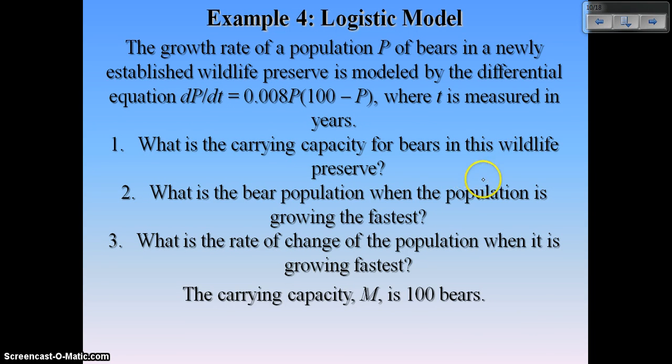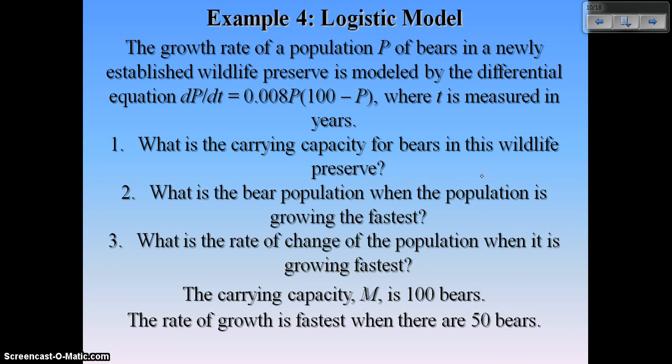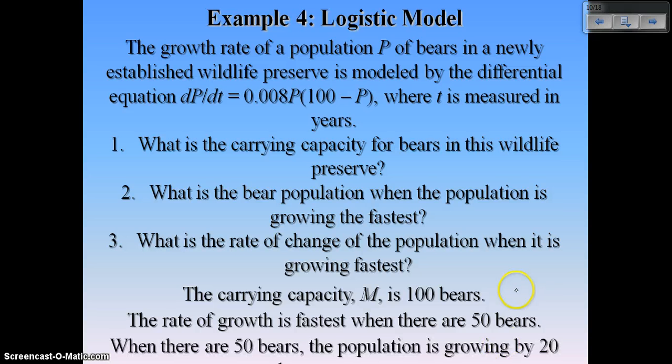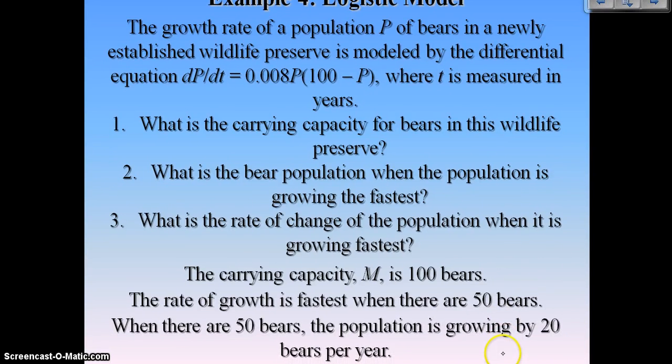Now, the first number that you see there is a 50. When there are 50 bears, halfway to the capacity, that is when the rate of change, dP/dt, tops off at a maximum. So the rate of growth is fastest when there are 50 bears. And then the y value that describes the rate of change when there are 50 bears, let me move the screen down a little bit, is 20 bears per year.